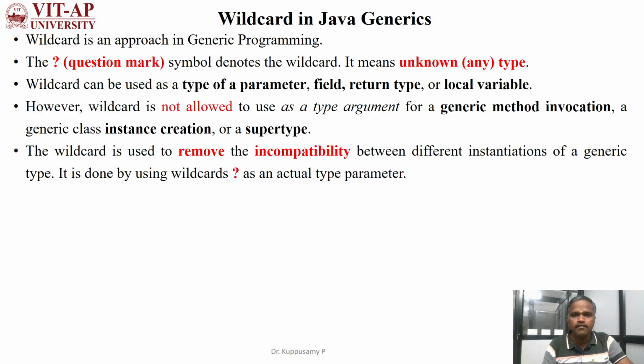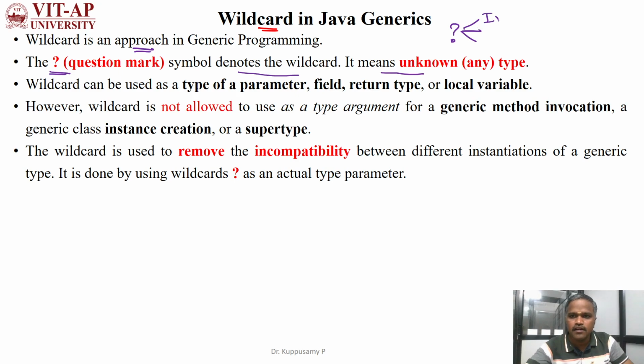Hi, here we will discuss the purpose of wildcards in Java generic programming. The wildcard is one approach to accept different data types using a single statement. The question symbol is used to represent the wildcard, which represents an unknown data type. That means if you use the question symbol, it will accept any data type.